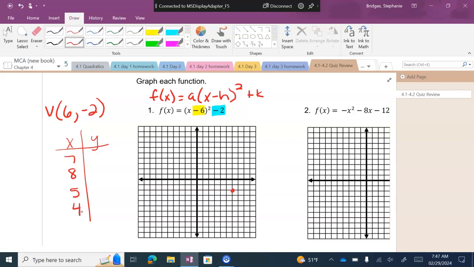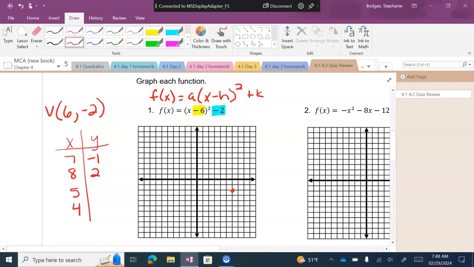So I'm going to take the f of x. Remember, f of x is the same thing as y. So we're going to start by plugging in 7. What's 7 minus 6? 1. And then 1 squared is 1, and 1 minus 2 is going to give me negative 1. Okay, so for 7, it's going to be negative 1. Then we're going to plug in 8. 8 minus 6 is 2. 2 squared is 4, and 4 minus 2 is 2.